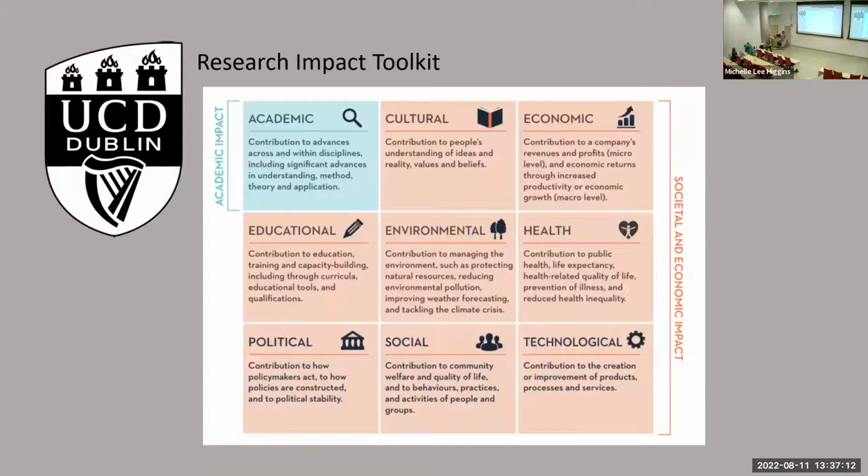Outside, Ireland does its own thing. University College Dublin has come up with its own way to describe and categorize its research, so I just wanted to share this as yet another example. They have a really nice research impact toolkit if you want to look it up, and their categories. So we've got that cultural category again. We have an environmental category, the social contribution to community welfare and quality of life and to behaviors, practices, and activities of peoples and groups. And we've got the technology and the health. So lots of different ways.